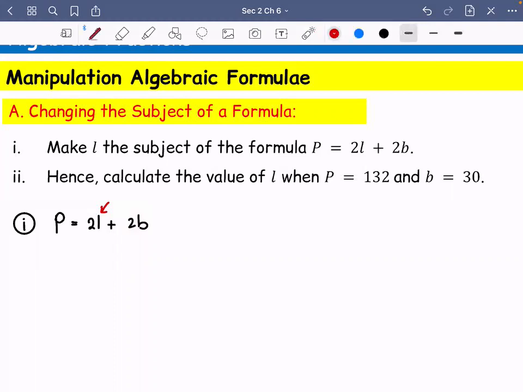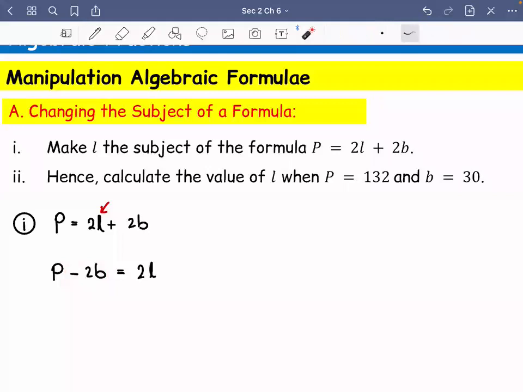First, I can simply transpose 2B to the left side. So this is now P minus 2B equals 2L. Is that clear? That's what I did there. I transposed 2B to the left, that's why it's now negative 2B, or minus 2B.